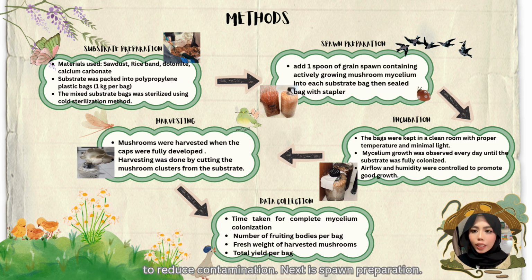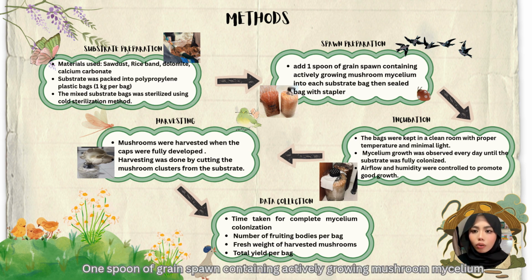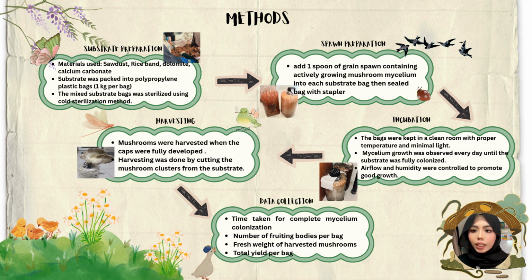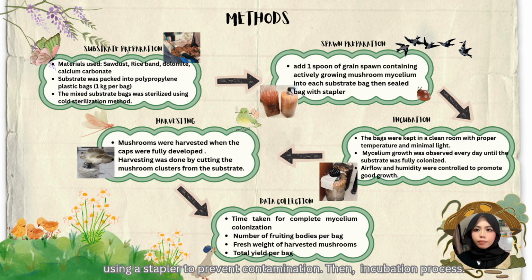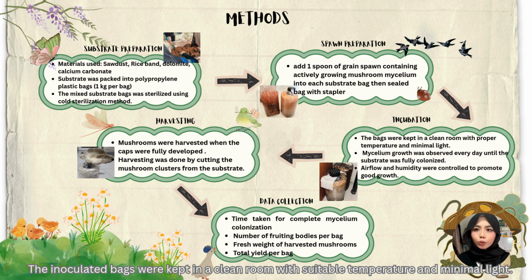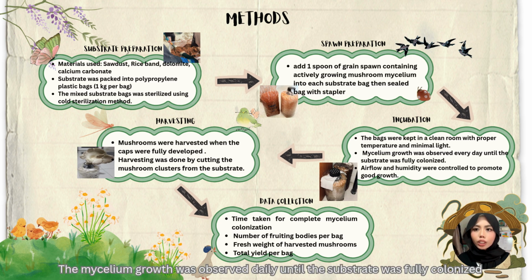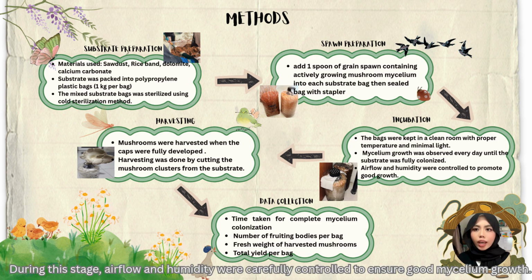Next is spawn preparation. 1 spoon of grain spawn containing actively growing mushroom mycelium was added into each substrate bag. After adding the spawn, the bags were sealed using a stapler to prevent contamination. Then, the incubation process. The inoculated bags were kept in a clean room with suitable temperature and minimal light. The mycelium growth was observed daily until the substrate was fully colonized. During this stage, airflow and humidity were carefully controlled to ensure good mycelium growth.